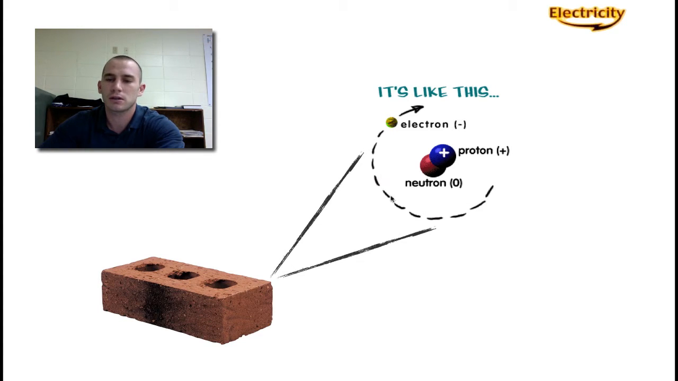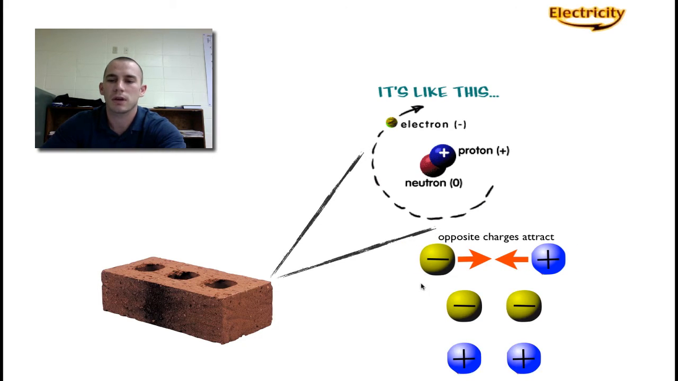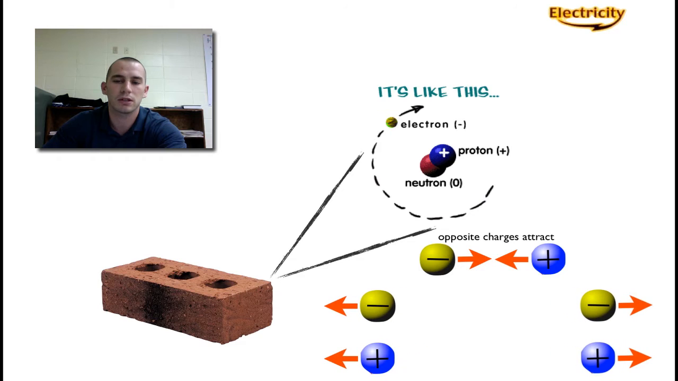Let's talk a little bit about how those different particles react whenever they get close to each other. If you have a positively charged particle and a negatively charged particle, those particles are going to be attracted to each other. So opposite charges attract. If we have particles that are the same, a negatively charged particle and another negatively charged particle, electron and electron, or a proton and a proton, those are going to repel each other. So like charges repel each other. Keep that in mind whenever we're talking about the behavior of electricity: like charges repel, opposite charges attract.